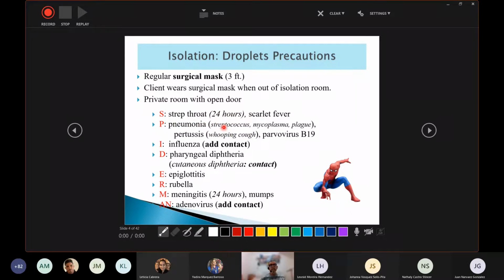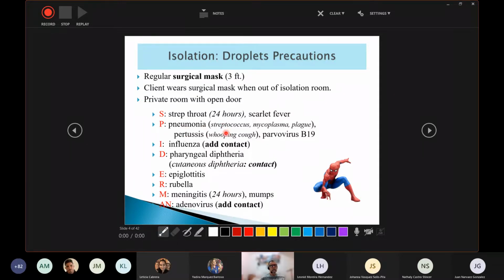So if you have, for example, Legionnaires pneumonia, anthrax pneumonia, viral pneumonia, Klebsiella pneumonia, gram-negative pneumonia, and Pneumocystis jirovecii pneumonia, those are standard. Those are not droplets. And you need to know that. It's tested. Pertussis, whooping cough.